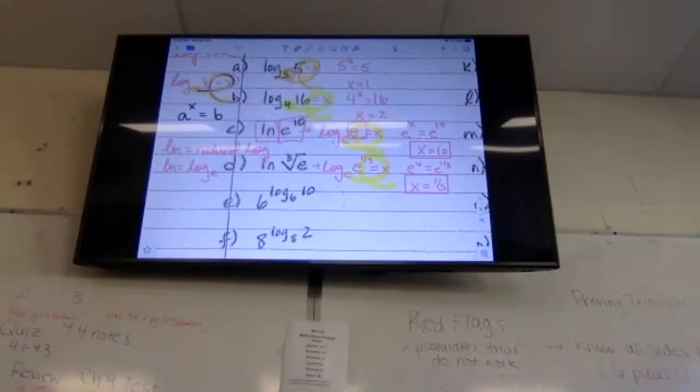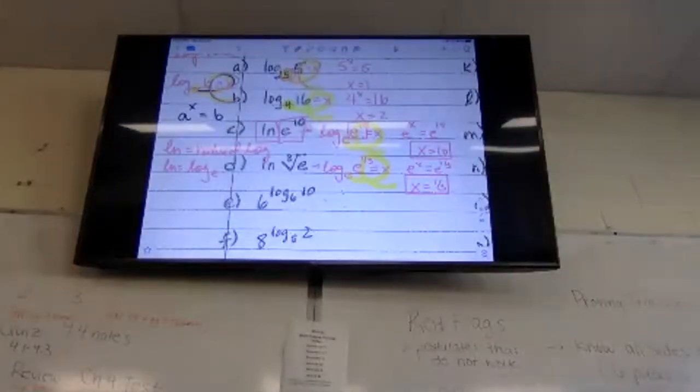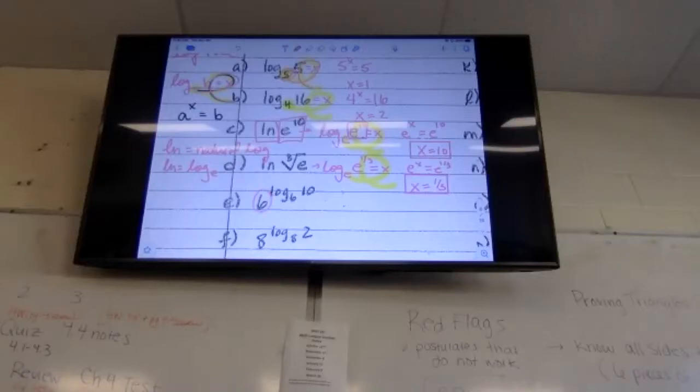A lot of things I teach you, I have a reason behind it. I don't really have a good reason for this next one. I'm sure there is one, I just don't know it as well as everything else. This one says 6 raised to the log base 6 of 10. Because the number that is being raised to the exponent is the same as the base of the log, that all cancels out, and I'm just left with whatever that last number is, 10. So this all is just equal to 10.